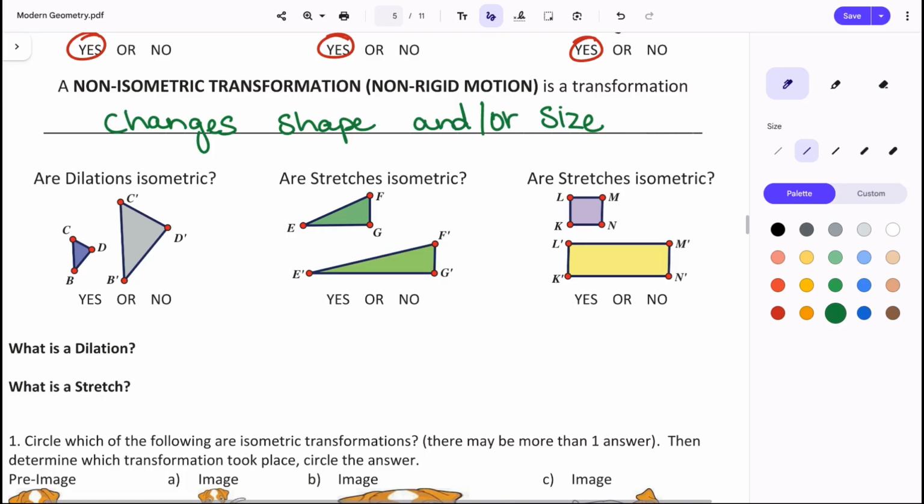Have any of you been to the eye doctor before and you had to get your eyes dilated? Okay? What does that do? What does it do when you dilate your eye?